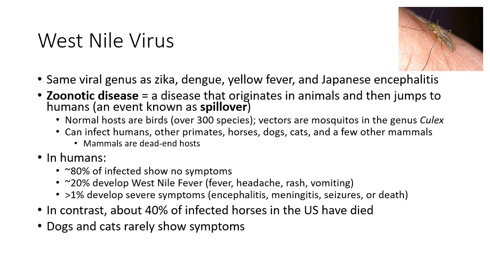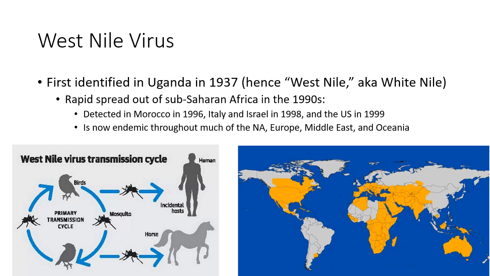20% will develop West Nile fever, and less than 1% will develop severe symptoms. So it's small portions that develop severe symptoms. We can contrast that with horses, where over 40% of US horses that have been infected have died. So it really is species specific what the mortality rates are.